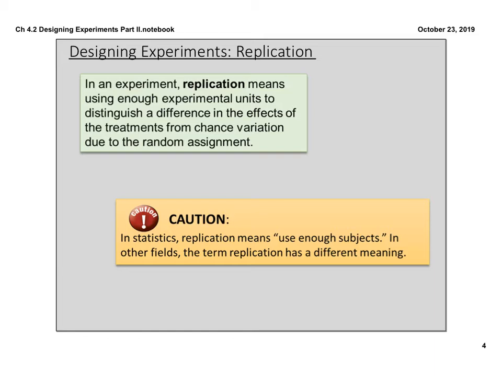Another thing that's important in designing experiments is replication. In an experiment, replication just means that we're going to use enough experimental units for it to be statistically significant. If we don't have enough subjects in the experiment, then the data that we collect is not going to be reliable enough. So you need to use enough experimental units in your experiment to make the data reliable, and that's your replication. Replication in this case means something a little bit different than what it means traditionally in the English language, but just in this case, replication means that we're using enough subjects.